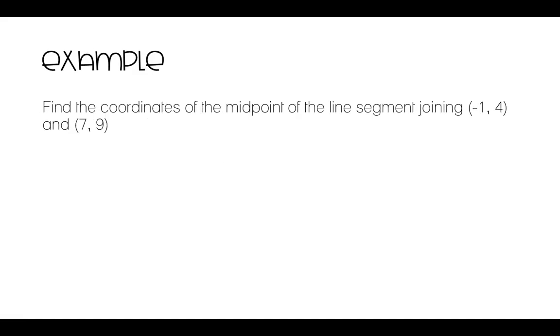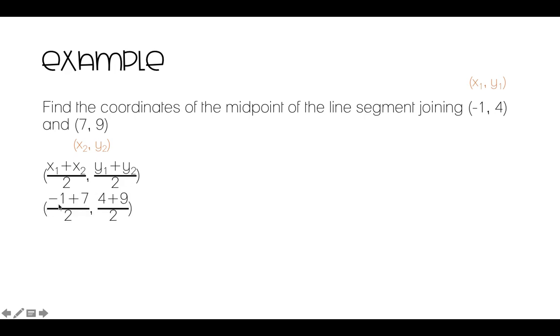So let's do an example. Find the coordinates of the midpoint of a line segment joining -1, 4, and 7, 9. First we need to identify the x1, y1, and x2, y2. Our x1 is -1, so we have -1 plus 7 over 2, and 4 plus 9 over 2. This gives us 6 over 2 and 13 over 2.